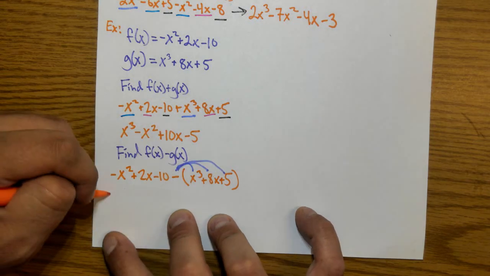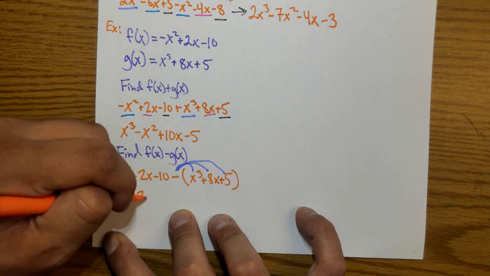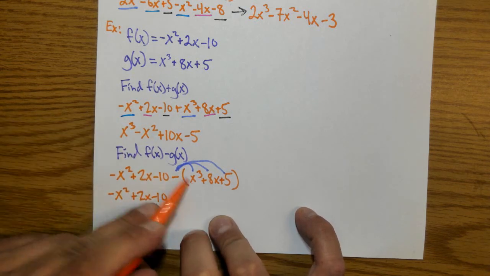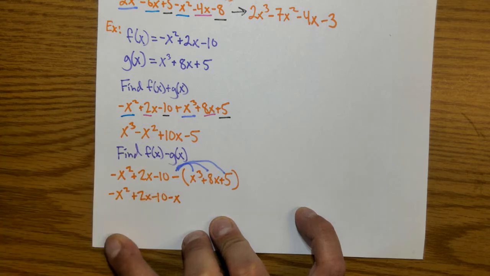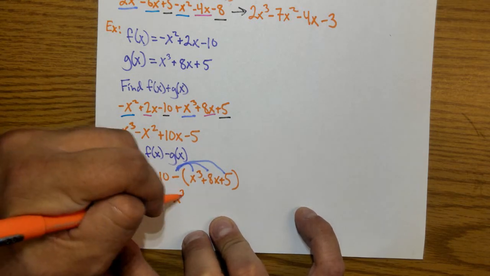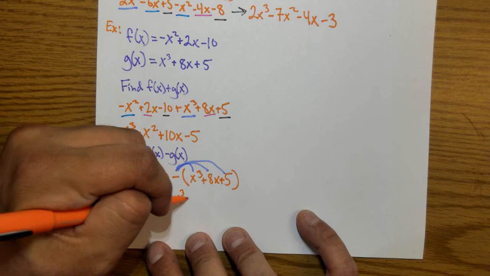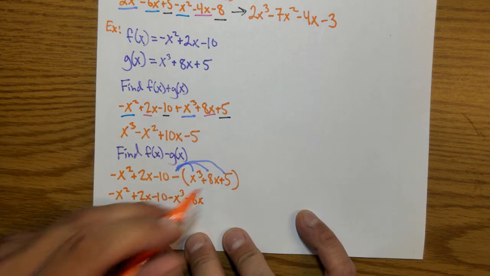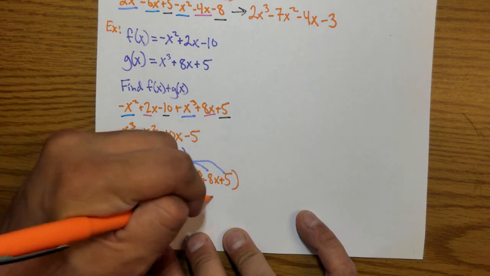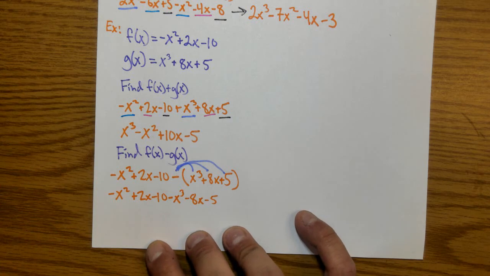So we're going to have negative x squared plus 2x minus 10. Negative times x cubed is negative x cubed. Negative times 8x is negative 8x. And negative times 5 is negative 5. And then now we can combine like terms.